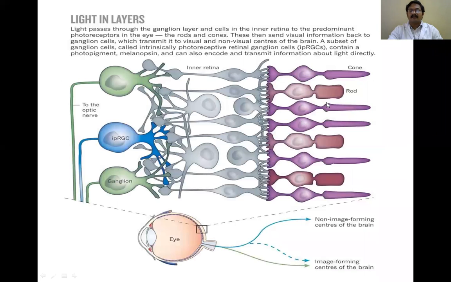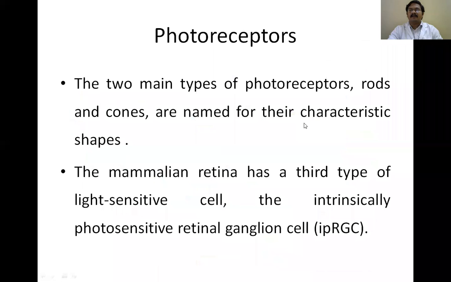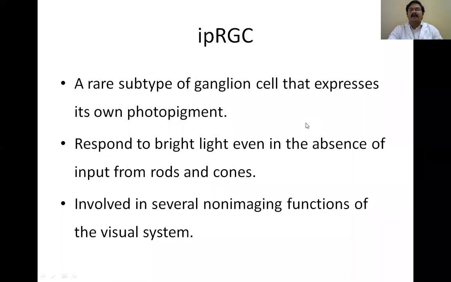It is a non-image forming function, the intrinsic photoreceptor cell. It can be stimulated in the absence of rods and cones also. It contains the photopigment called melanopsin. It is involved in several non-imaging functions of the visual system.